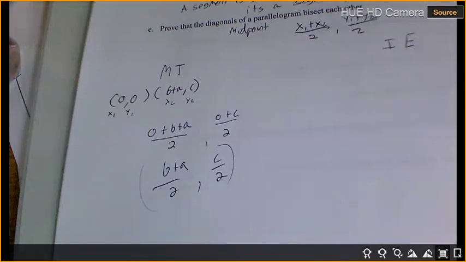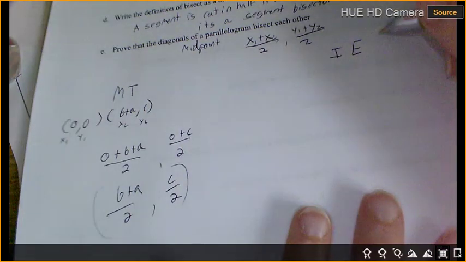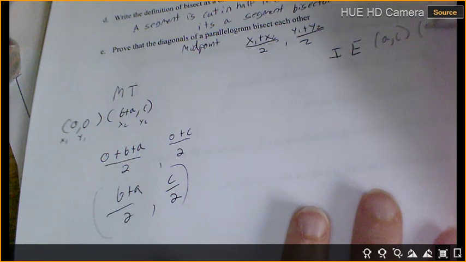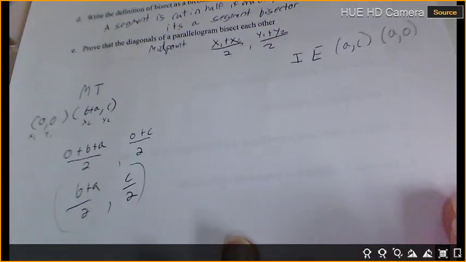Now, the only thing is we need I to E to equal the same thing. So I'm going to write down the points for I to E. So I's points are A, comma, C. E's points are A, comma, 0. So far, so good?